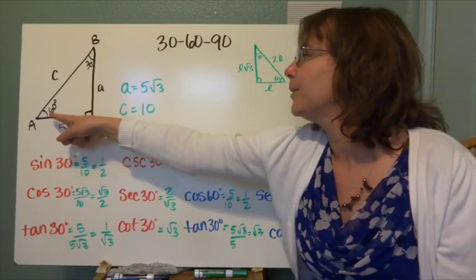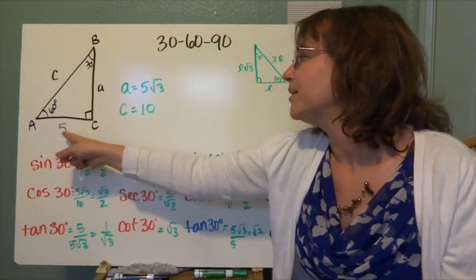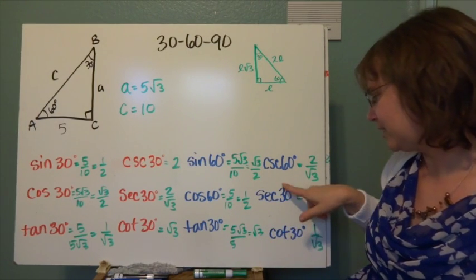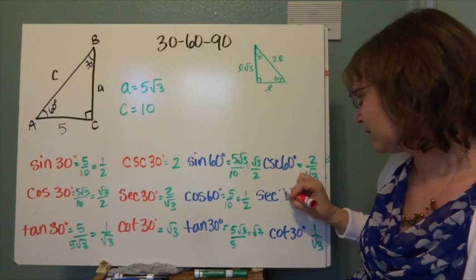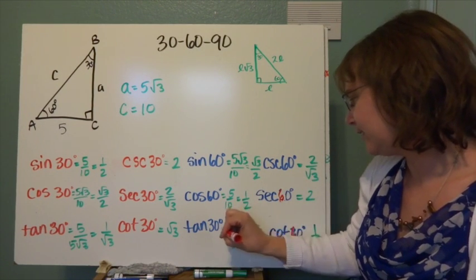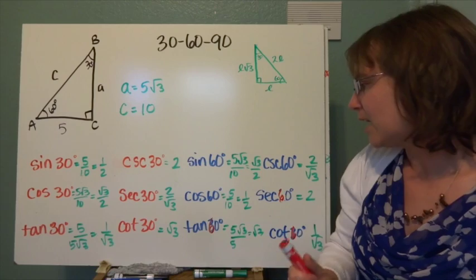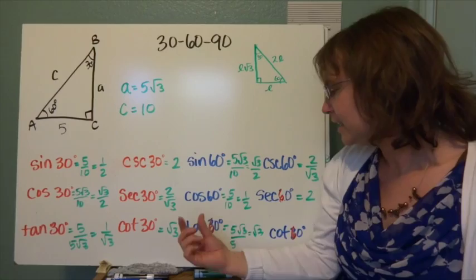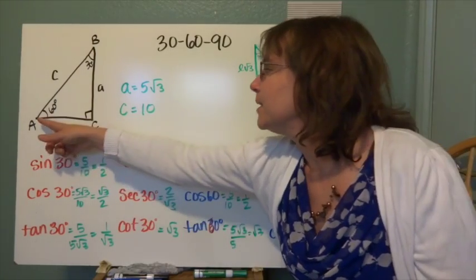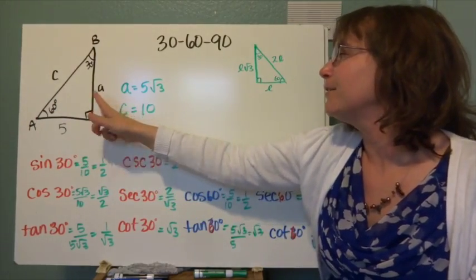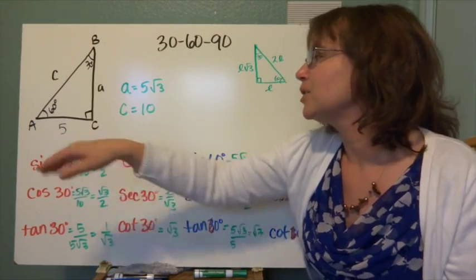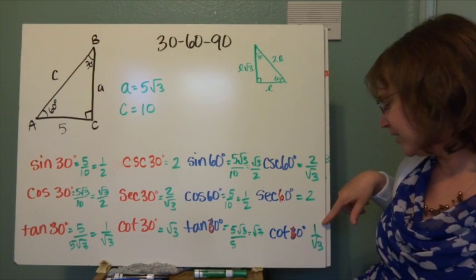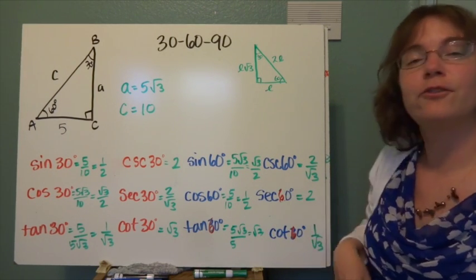Cosine of 60 degrees, here we go, is the adjacent over the hypotenuse, or 5 over 10, which is 1/2. And secant of 60 degrees is just the reciprocal of that cosine. Tangent of 60 degrees, that's going to be a little bit different because my opposite side is going to be 5 rad 3 over my adjacent side, which is going to be 5. So 5 rad 3 over 5 is just rad 3. And then the cotangent of 60 degrees is 1 over rad 3.